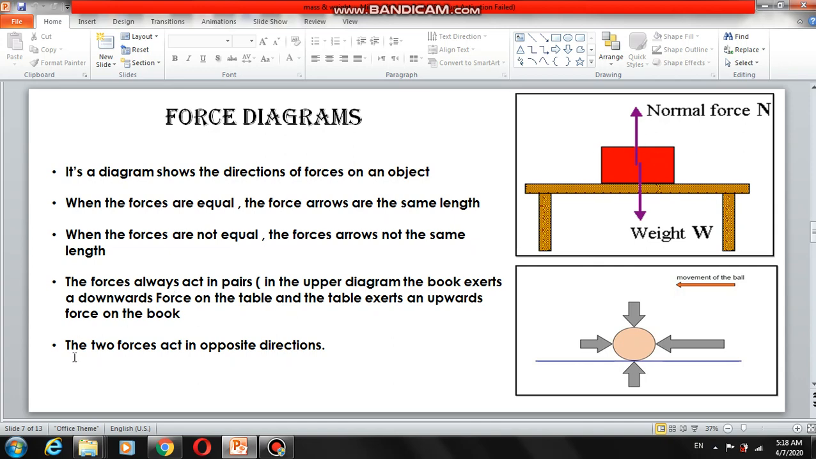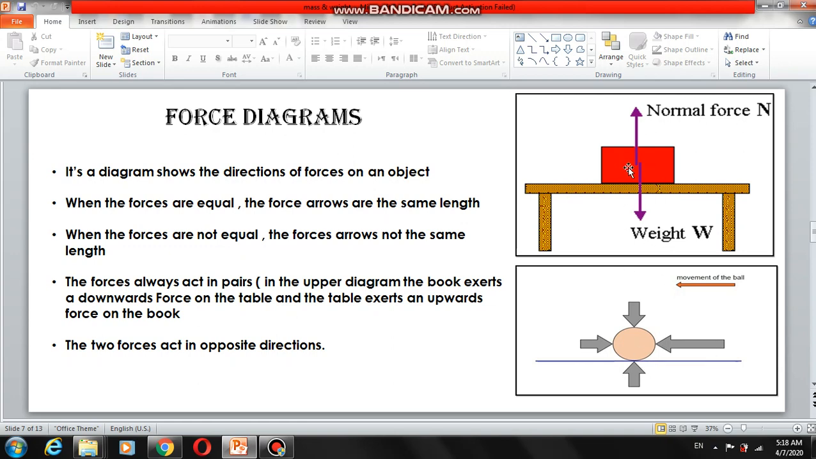Number four, the two forces act in opposite directions. This is up and down. This is down, up, right, and left. So we can show the direction.